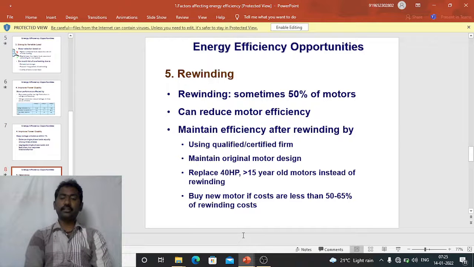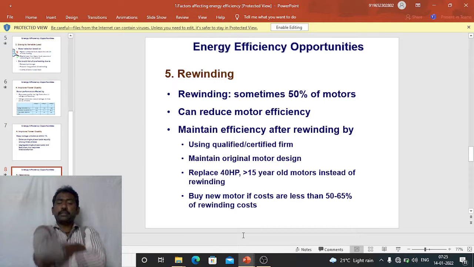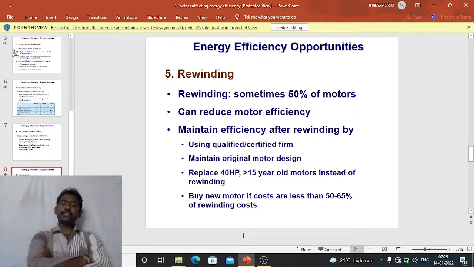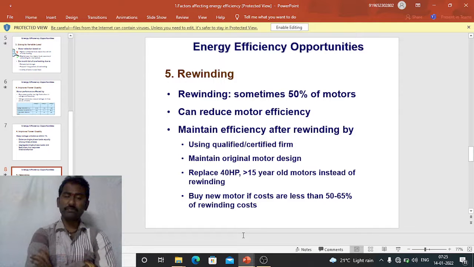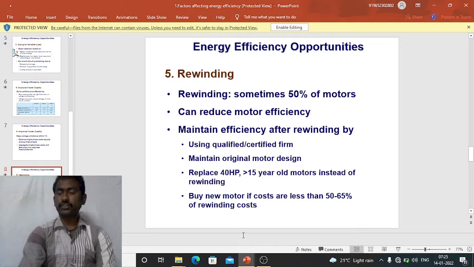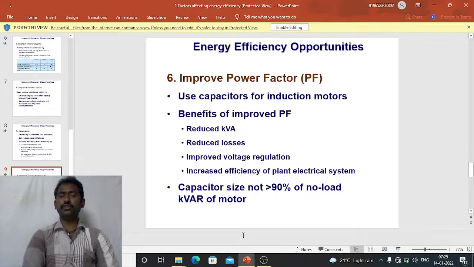And rewinding. Sometimes rewinding can reduce the motor efficiency, in some cases of 50% of motors. So maintain efficiency after rewinding by using a qualified or certified firm, by maintaining the original motor design, or by replacing motors greater than 40 HP and older than 50 years instead of rewinding. Sometimes it is better to go for buying a new motor instead of rewinding. Why? Because even though we rewind, that may not be useful for efficient operation.